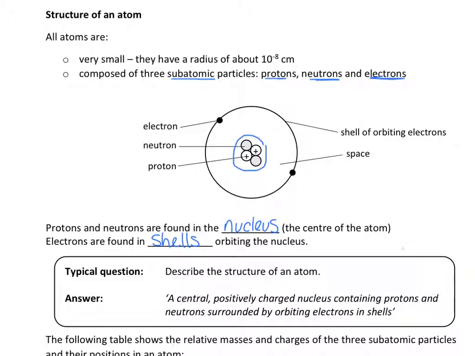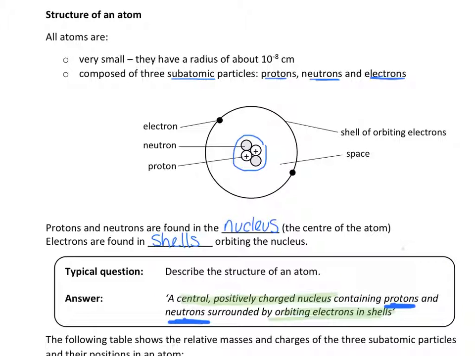So if you were asked in an exam how to describe the general structure of an atom, here would be the sort of answer that the exam would be looking for. You would say that an atom has a central positively charged nucleus. We'll talk about where that charge comes from in a second, containing protons and neutrons surrounded by orbiting electrons in shells.